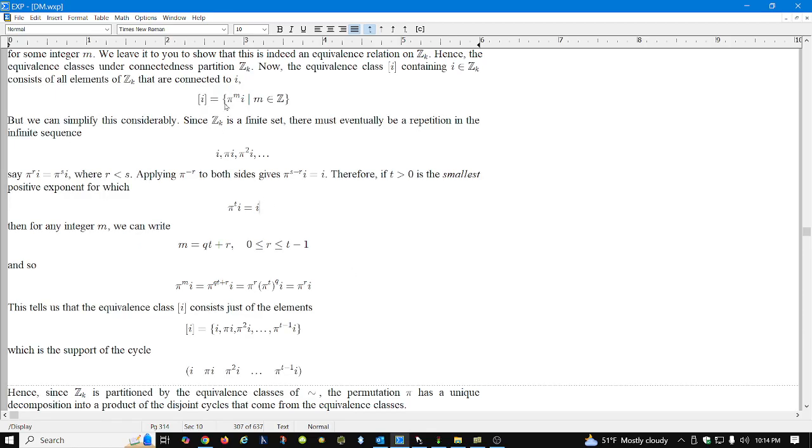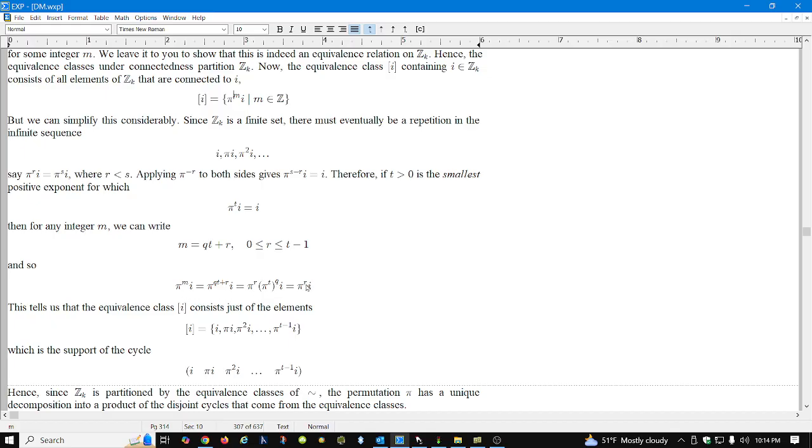Now, looking back at this again, if we take an exponent m and we divide by t, we get qt plus the remainder. The remainder is non-negative, but less than t, less than or equal to t minus 1. So pi to the m i is pi to the qt plus r i, which can be written this way. Well, pi to the t fixes I. So if you apply pi to the t q times, you're still going to have I. So this is pi to the r i.